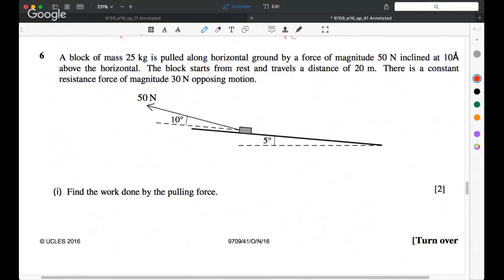So it should just be 50, this is F, times 20, this is the distance of travel, times cos 10. This is the part where we've said it's an inner product, and that will give you the work done. It's just its definition, and you have to remember it.